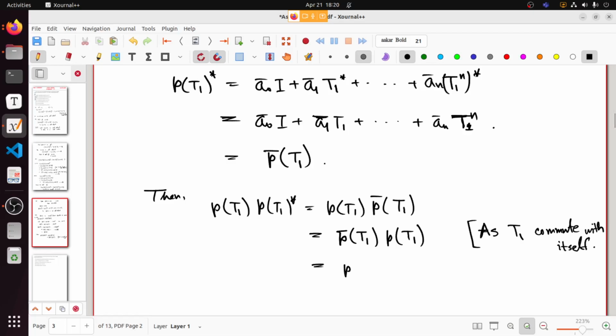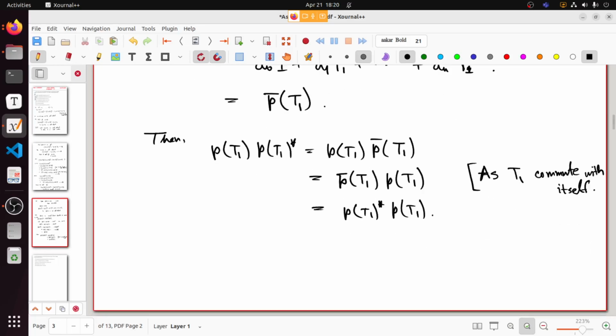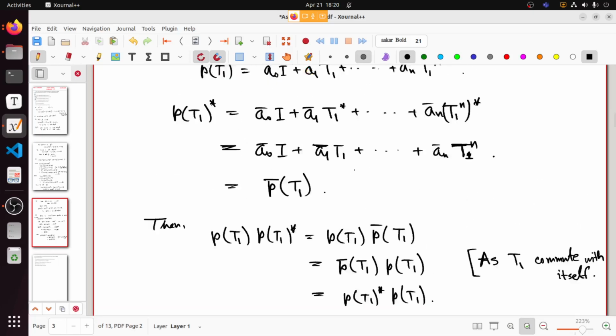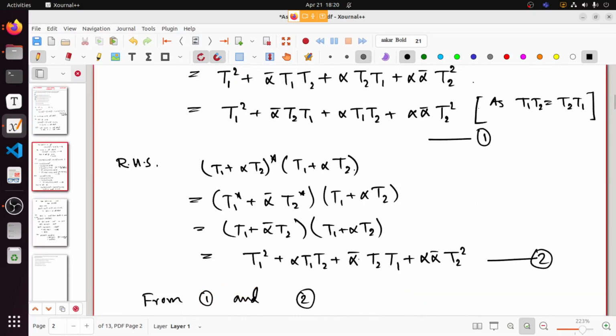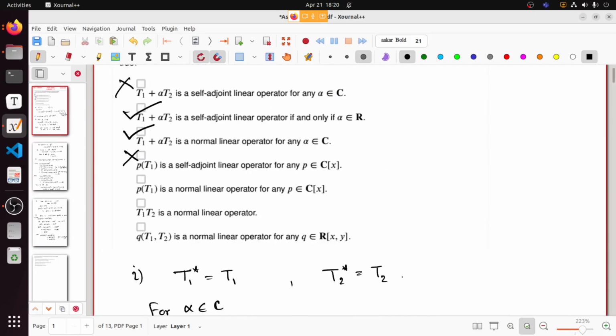So this is the same as pt1 star, pt1, right? So therefore pt1 is normal for any p. So option number 5 is true. Now what is the next option?